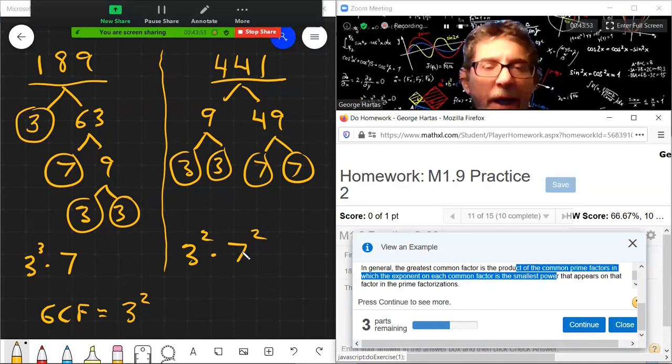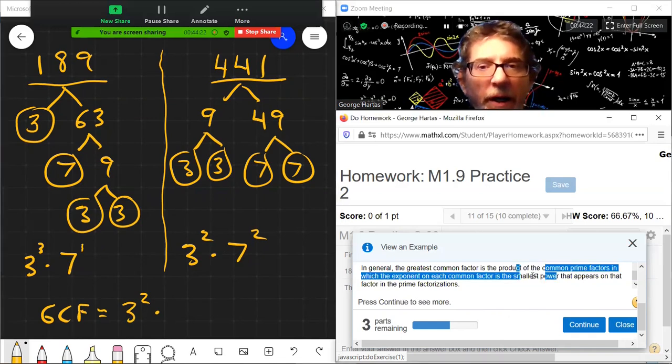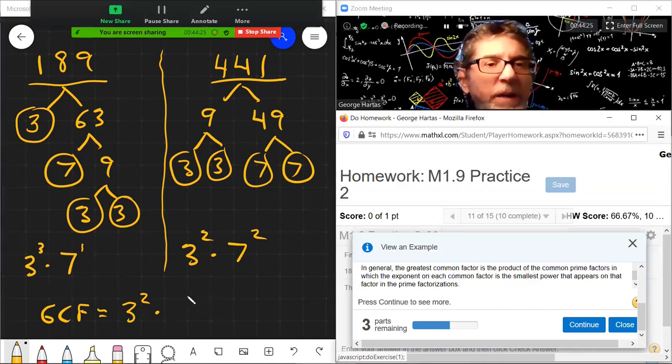Then we move on to the next number. By the way, if there's no exponent here, it's really assumed to be 1. So an exponent of 1 or nothing at all is the same thing. So here we have 1 7, and here we have 2 7s. This one here is smaller, right? So the 1 7 comes down like that.